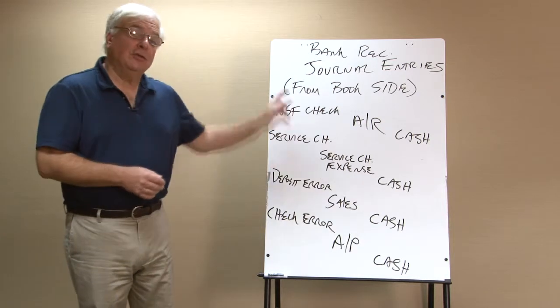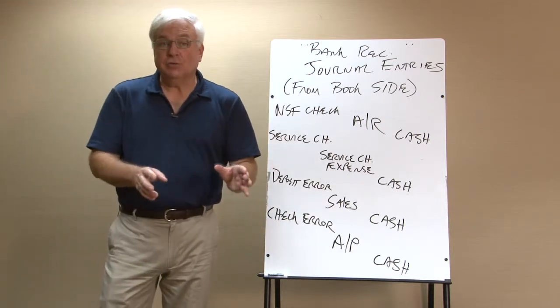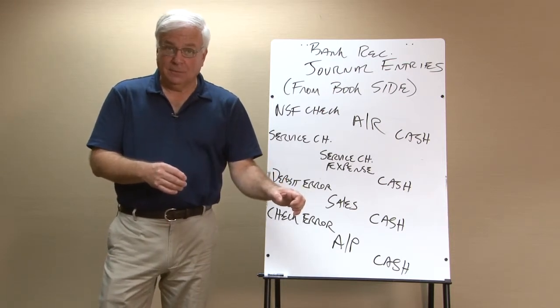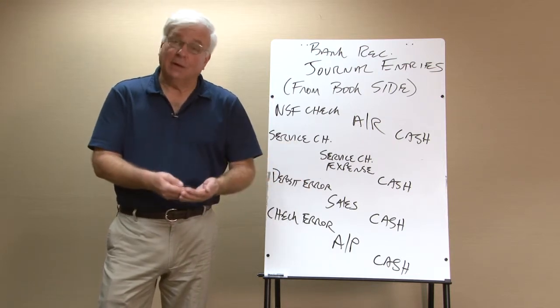Once we give effect to these entries on our books, the resulting balance should match the adjusted book balance from the bank reconciliation. And once we see that, then we know that our cash balance is really up to date.